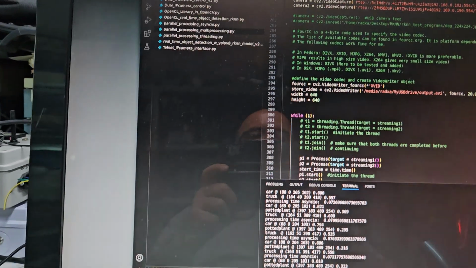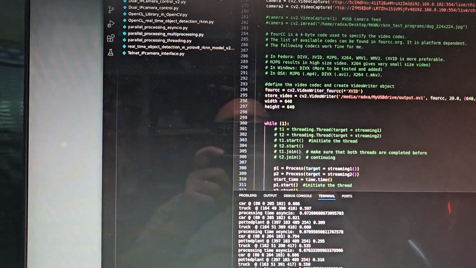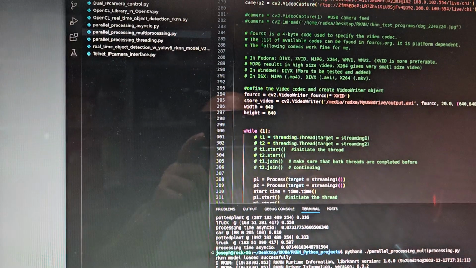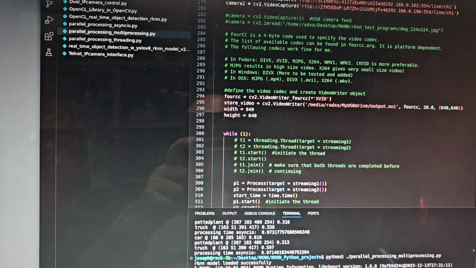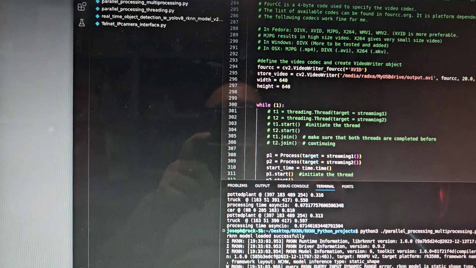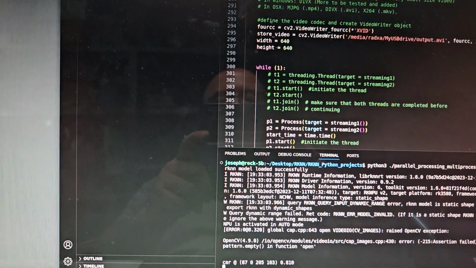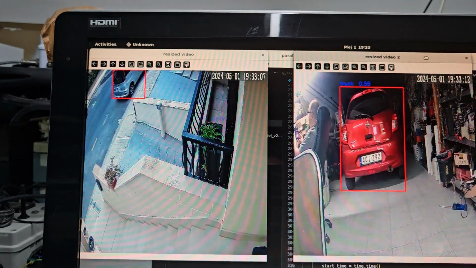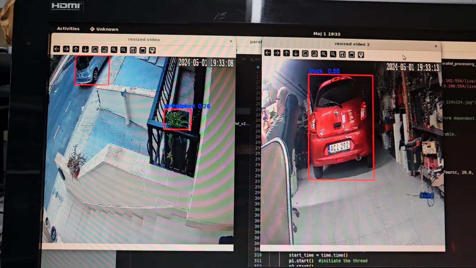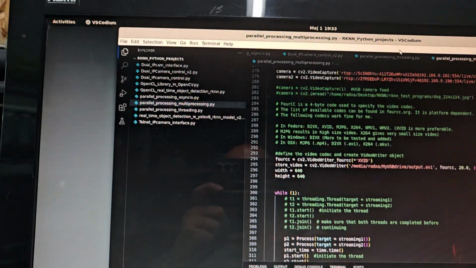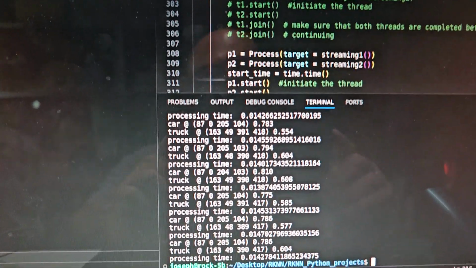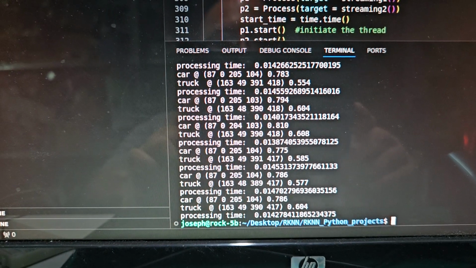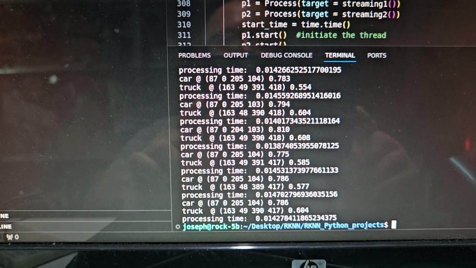Now I'm going to use multi-processing, which is actually the true parallel processing in Python. So it has started. Again, I'm going to stop it. And one should see a very big improvement in the execution times.